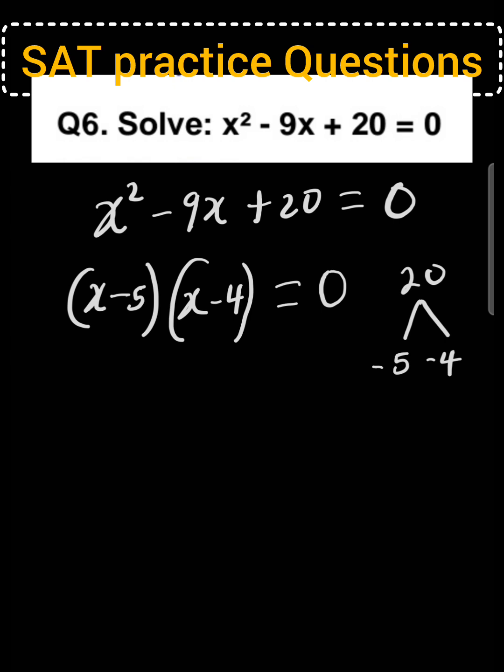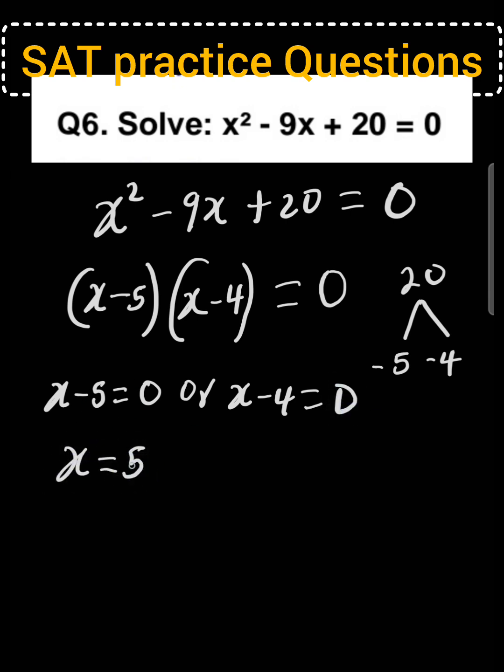From here, we recall that whenever two brackets multiply each other and equal 0, either the first one, x minus 5, equals 0, or the second one, x minus 4, equals 0. Taking 5 to the right hand side, x is equal to +5, or taking -4 to the right hand side, x is equal to +4. Therefore, the two values of x are +5 and +4.